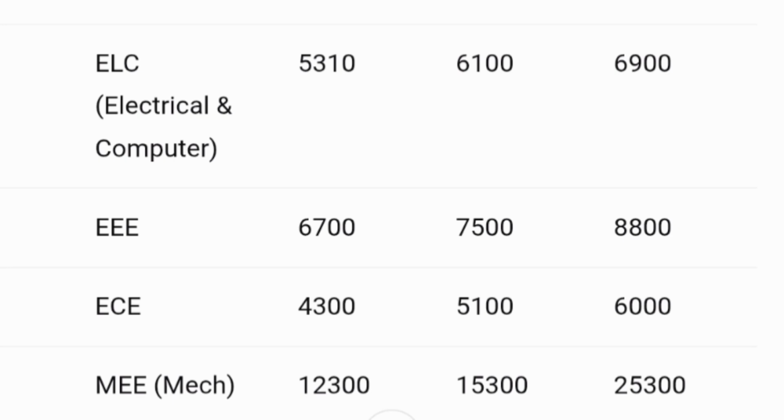So that's all the update from my side in terms of the main campus. These are the Coimbatore main campus cutoffs expected this year.